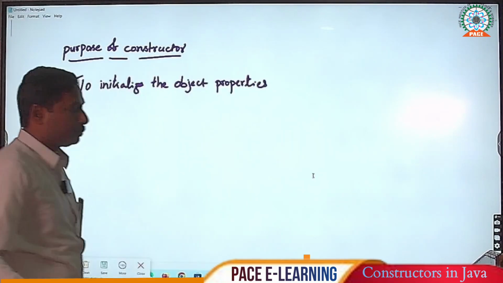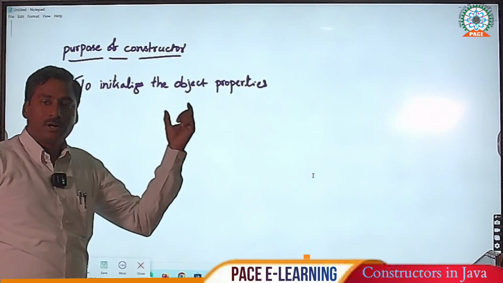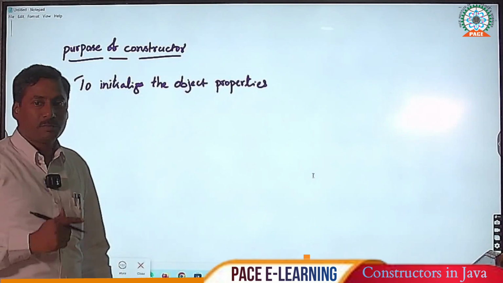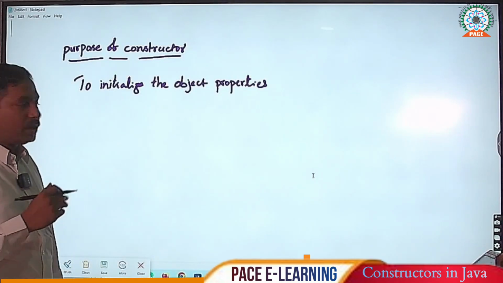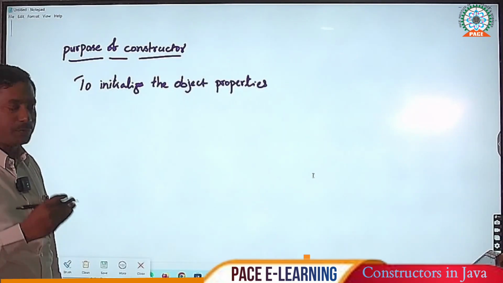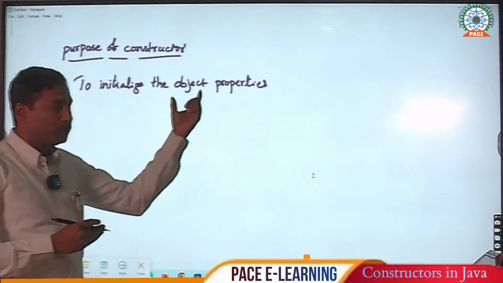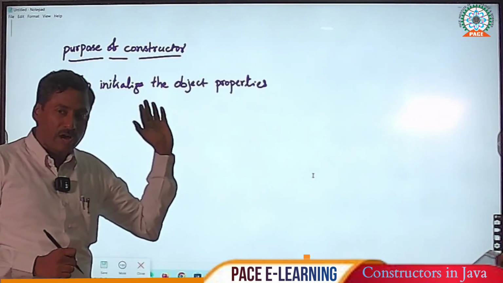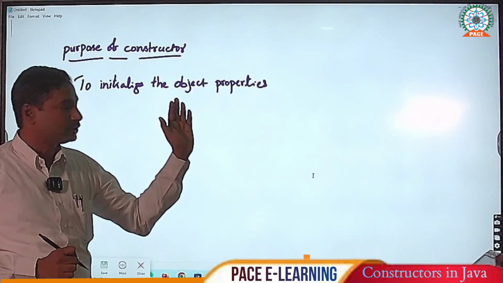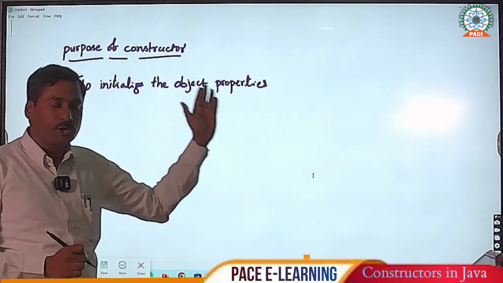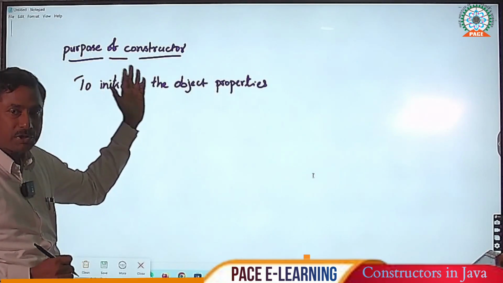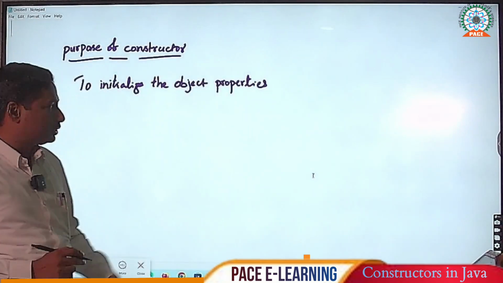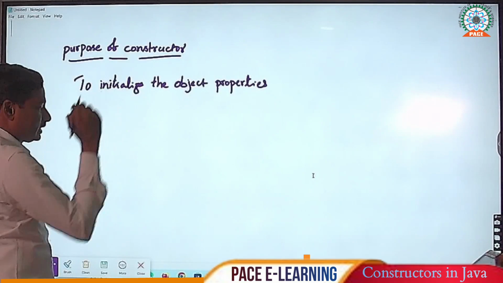Initialize object properties. All of you know that an object has two kinds of angles. Number 1 is properties, number 2 is behavior. All properties will be declared inside the class as variables, and the behavior of the object will be modeled by writing methods inside the class. So based on your requirement, if you want to initialize the class members, meaning the object properties, then you have to go for the constructor concept. Without a constructor, we are not able to initialize the object properties of the class members. This is the purpose of a constructor.